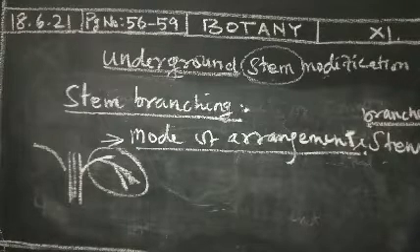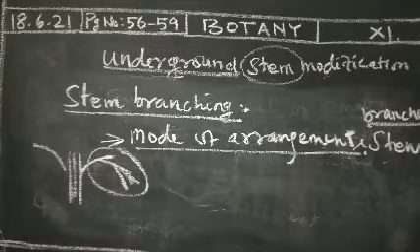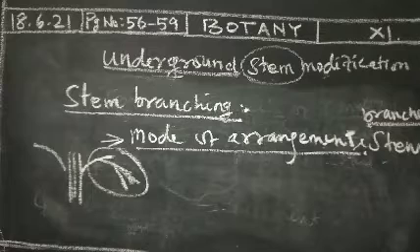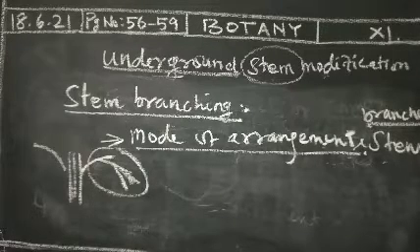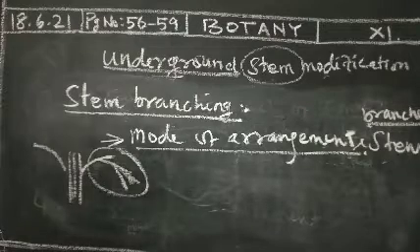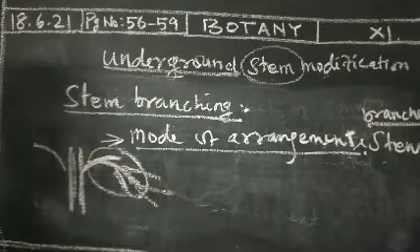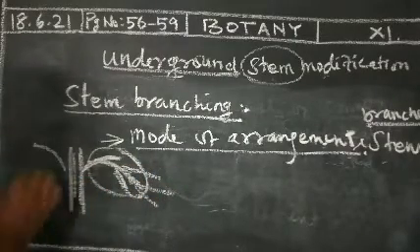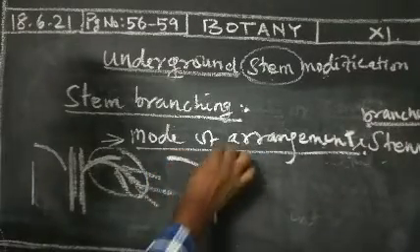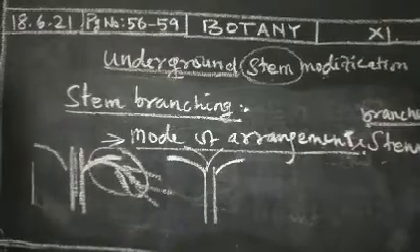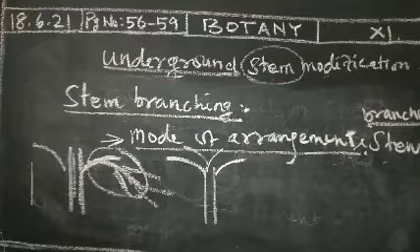There are two main types. First one is lateral branching and the other is dichotomous branching. In lateral branching, some of the branches will be produced in a lateral way. That is called lateral branching. In dichotomous branching, the main axis produces branches in two ways only. Here there is one branch, and here another branch. That is called dichotomously branched.